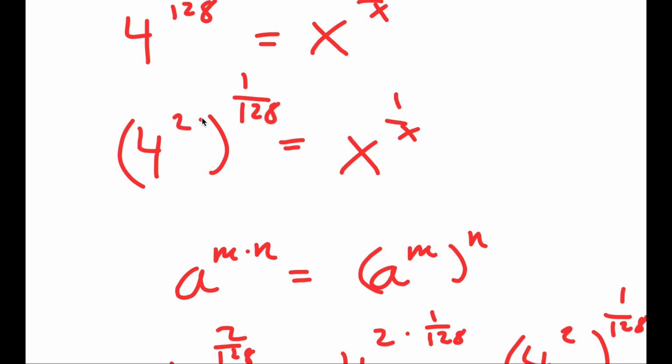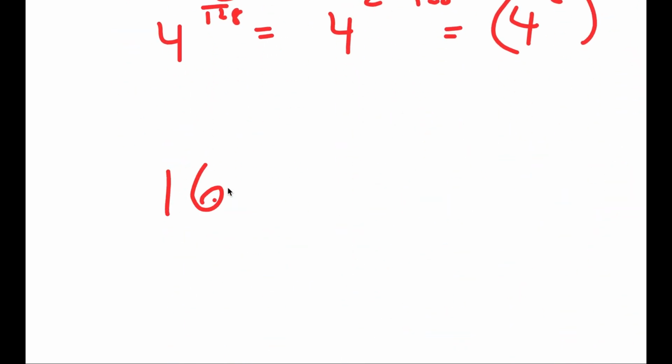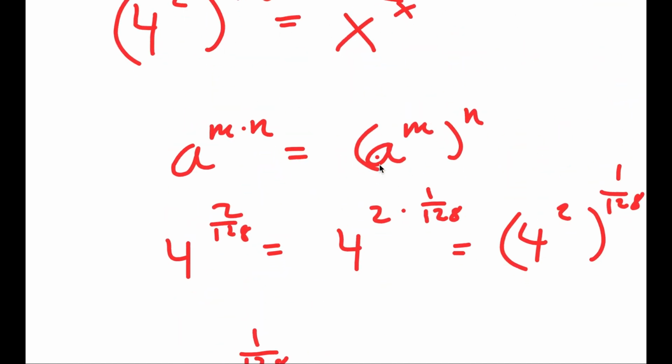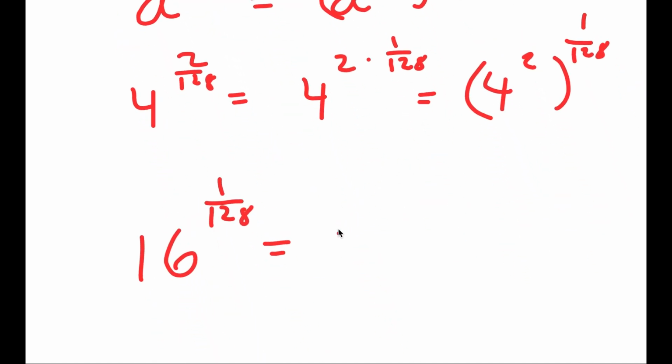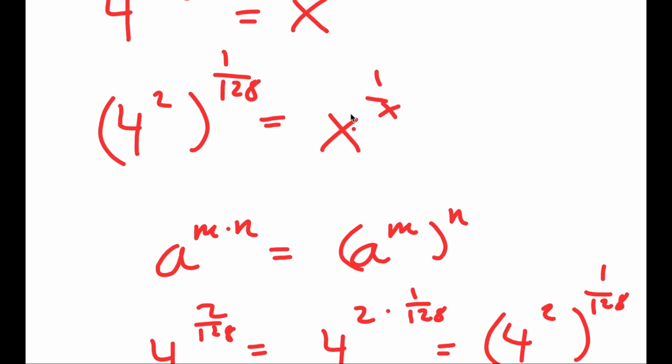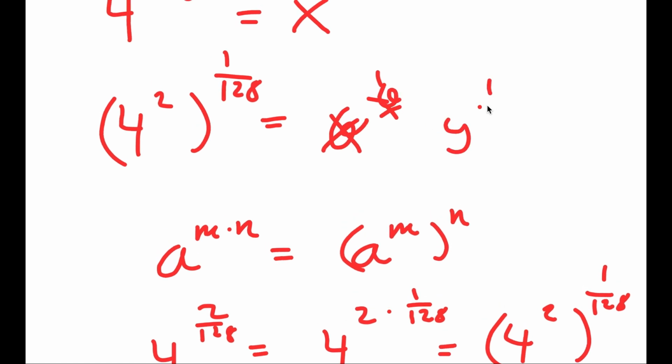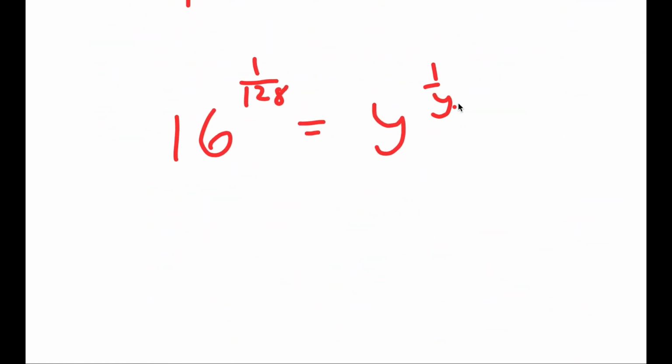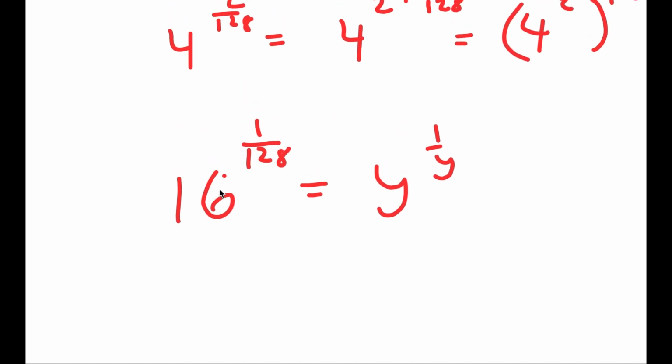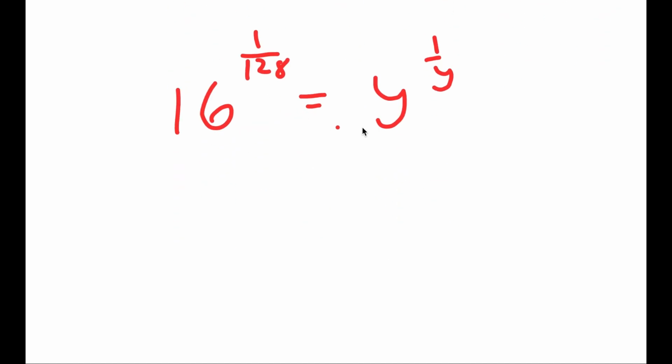Now from here, 4 squared is 16. So I have 16 to the power of 1 over 128 is equal to y to the power of 1 over y. Sorry, this should be y to the power of 1 over y. And as you see, what we're going to do is we're going to keep on doing what we're doing until we have something in the form a number to the power of 1 over that same number.